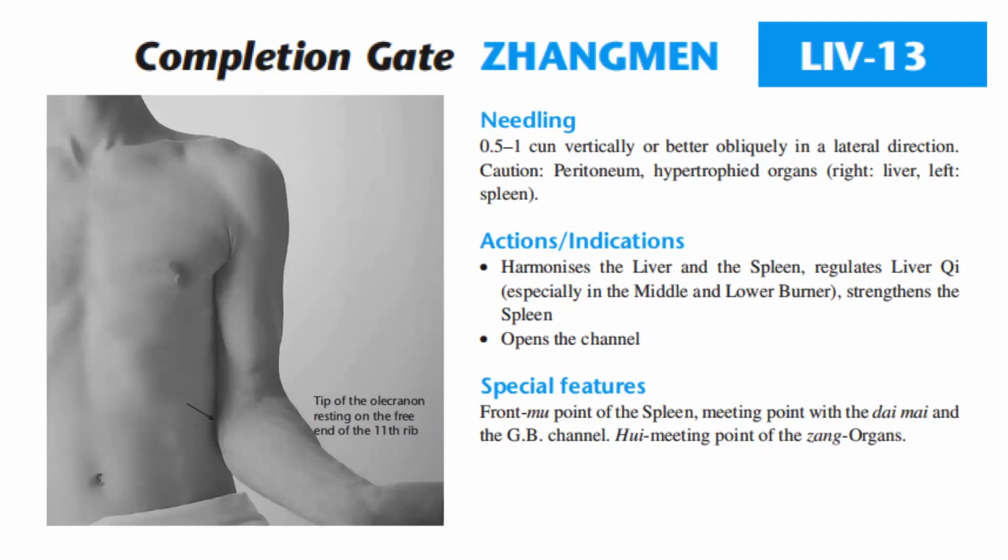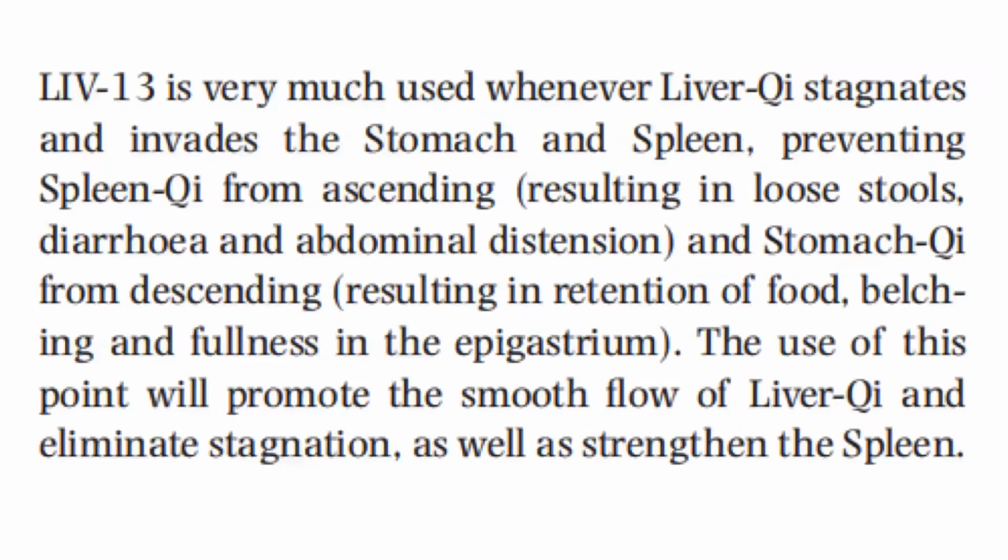Actions or indications of Liver 13: harmonizes the liver and the spleen, regulates liver qi, especially in the middle and lower burner, strengthens the spleen, opens the channel. Special features: front mu point of the spleen, meeting point with the Tai Yang and the Gallbladder channel, Hui meeting point of the Zang organs.